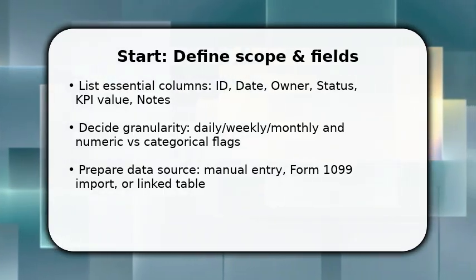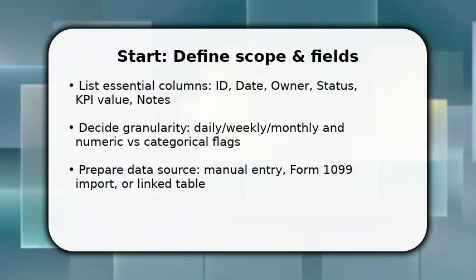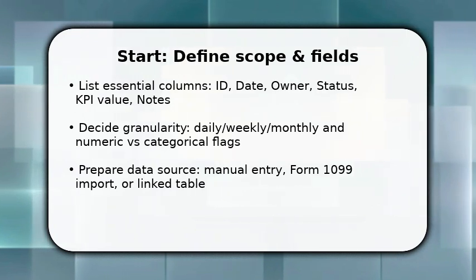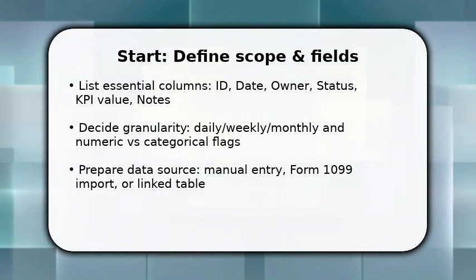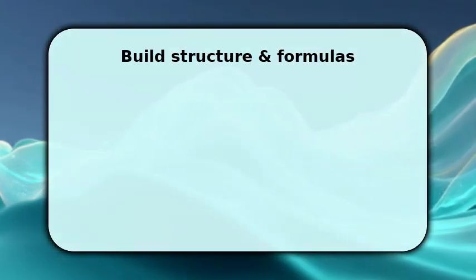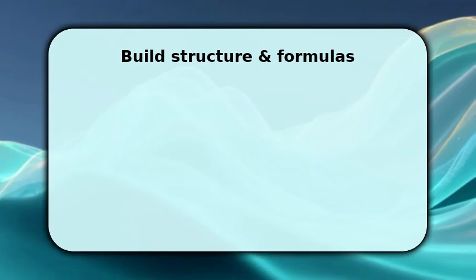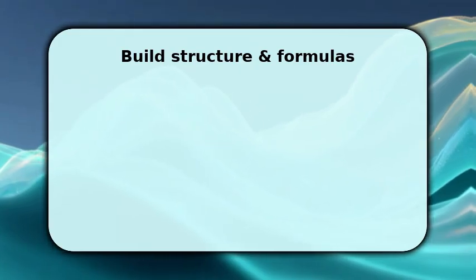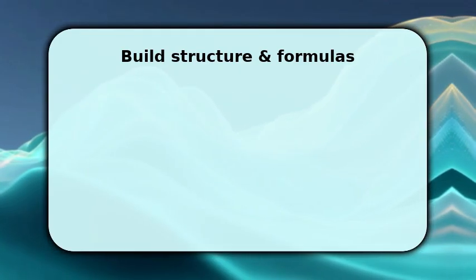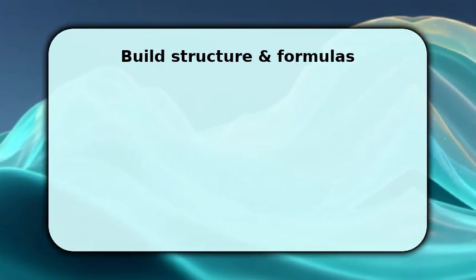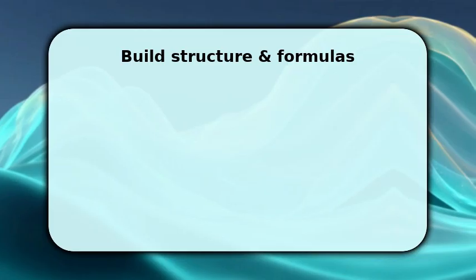Make a simple data entry sheet or connect and import CSV/form 1099 so future updates are consistent and follow a predictable pattern. Next, turn your range into an Excel table to get structured references and automatic expansion. Add calculated columns, a status rule that flags late items, a percentage change column for KPIs, and a 7 or 30-day rolling average to smooth noise.